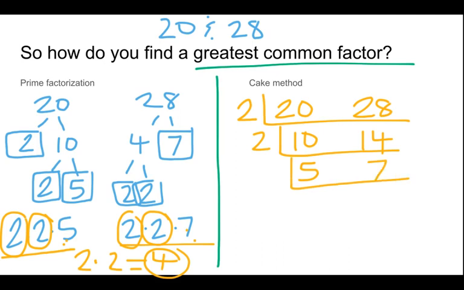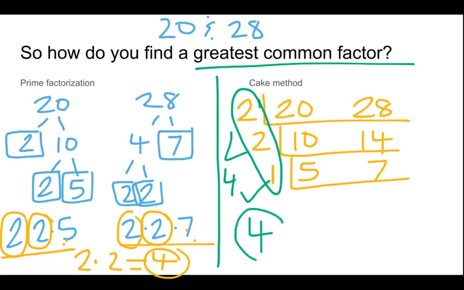And I do the same thing here. 5 and 7, what do they have in common? Well, they don't have anything, just a 1. So now what I do is I take those numbers out front, I take that row, and I multiply those together. 2 times 2 is 4, 4 times 1 is 4. And there's my GCF. Each method is going to give you the same exact answer. It's just kind of like a preference thing on which one you want to use.